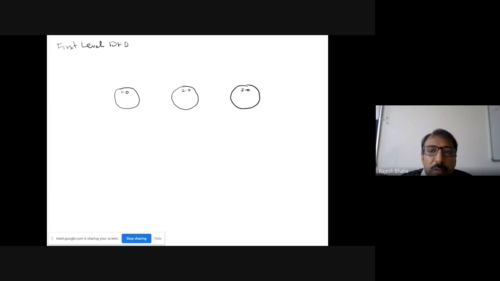Say this is the first level DFD. Now what I have done is I have divided that zero level single process into 3 processes. Okay, here it's okay. Say process 1.0, another process is 2.0, and another process is say 3.0. This is say the academic department interaction subsystem. Okay, this is for interaction with the academic department.